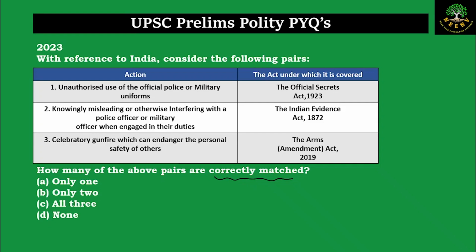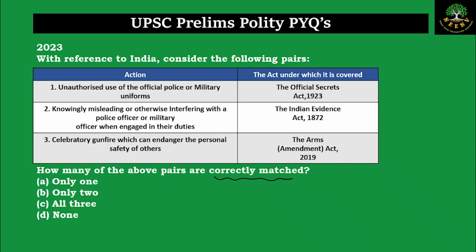We have the Official Secrets Act, the Indian Evidence Act, and the Arms Act, and we have some actions. Statement 1. Unauthorized use of the police or military uniform. Official Secrets Act. Statement 2. Knowingly misleading or otherwise interfering with a police officer or military officer when engaged in their duties. The Indian Evidence Act. Statement 3. Celebratory gunfire which can endanger the personal safety of others. The Arms Amendment Act of 2019. How many of the above pairs are correctly matched?